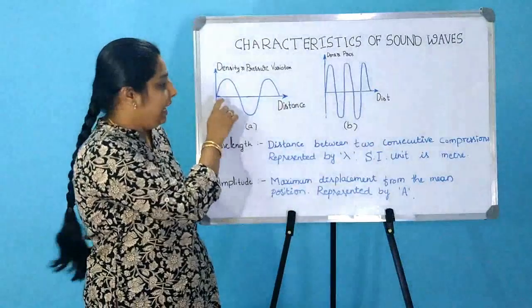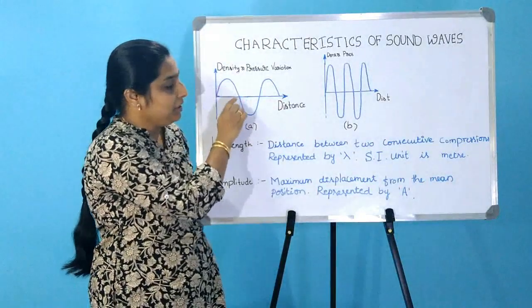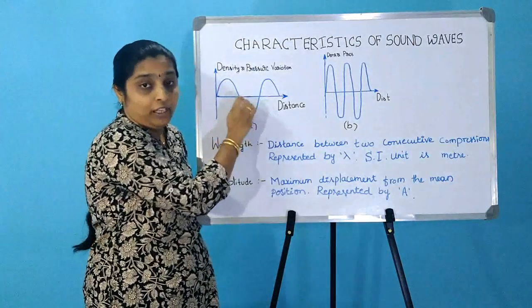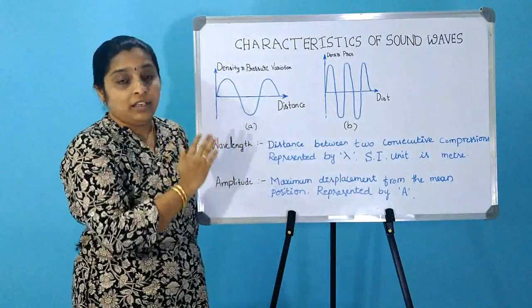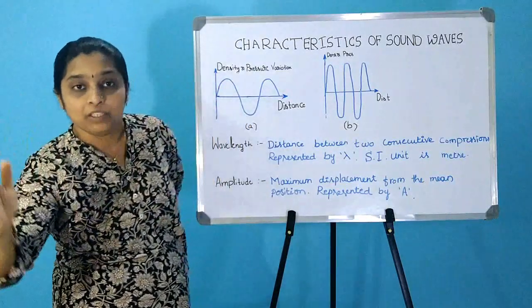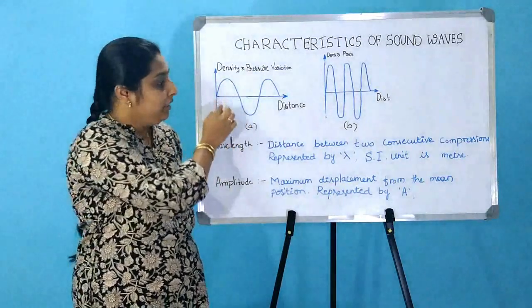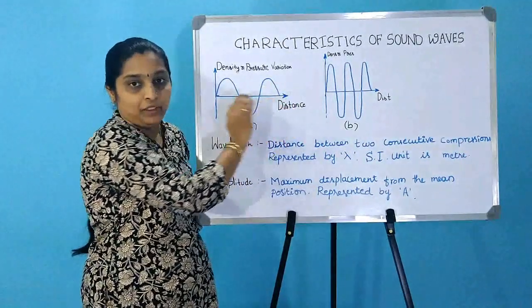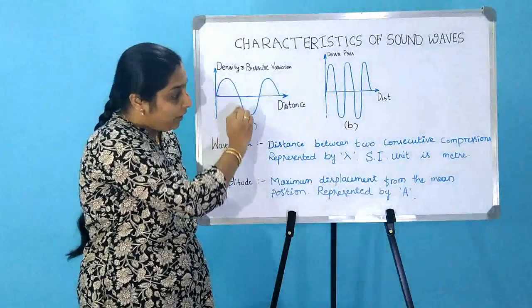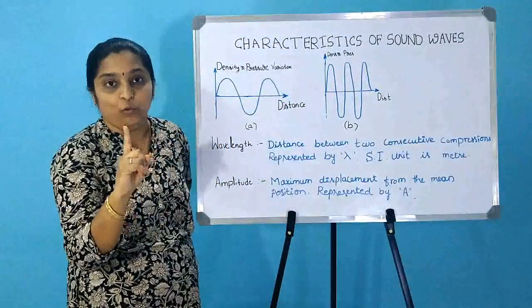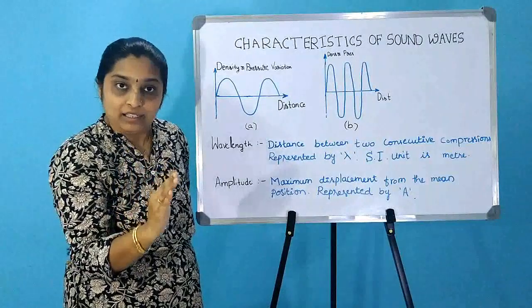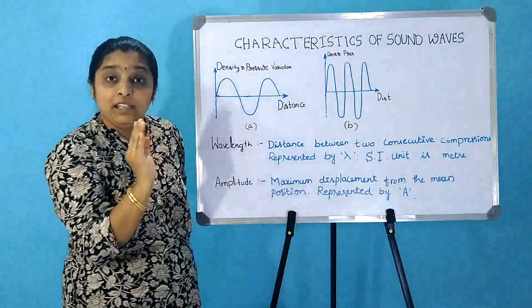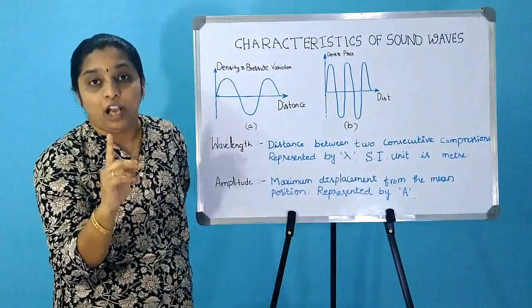So here you can see, I have represented compressions in the form of crest and rarefactions in the form of trough. As you know that sound waves travel in the form of compressions and rarefactions, here also, sound waves are moving in the form of crest and trough. One crest and one trough together make up one sound wave. So one sound wave is nothing but one crest and one trough. One sound wave is also called one oscillation.